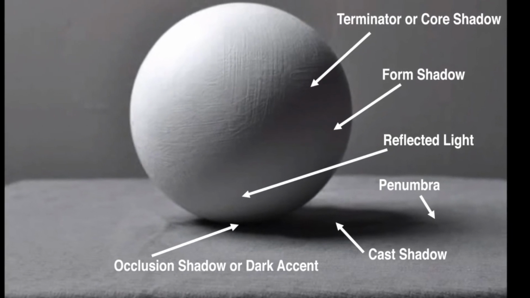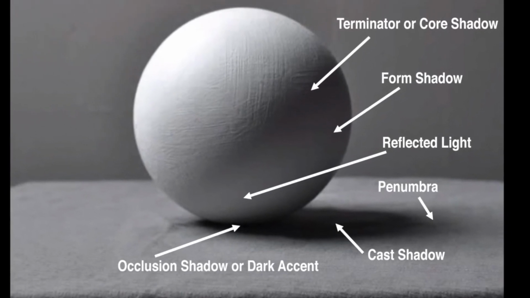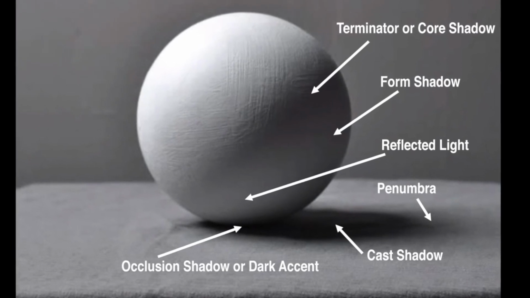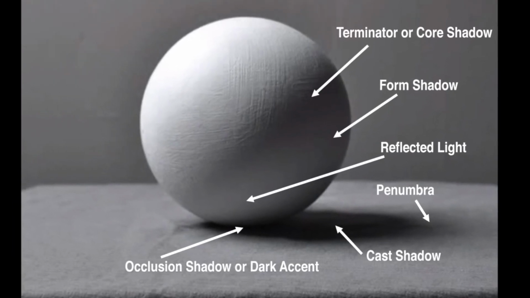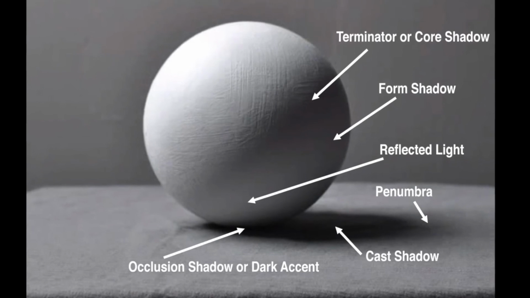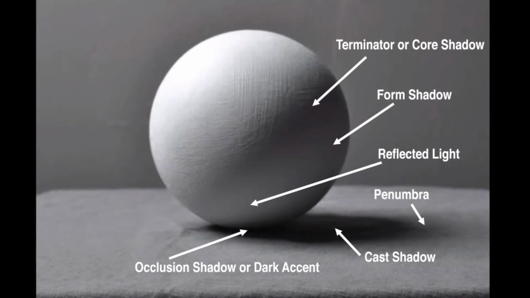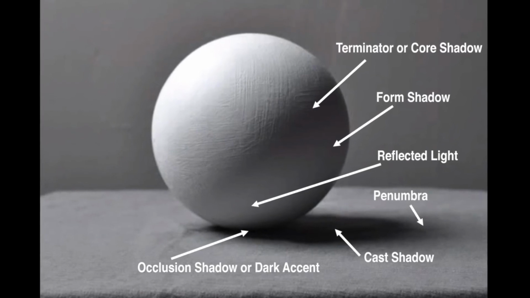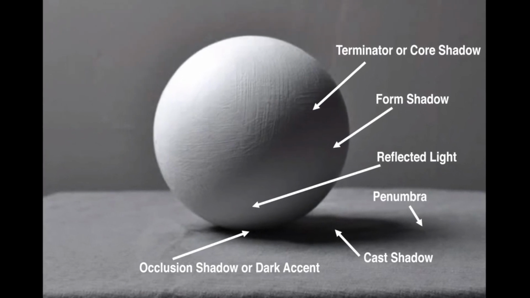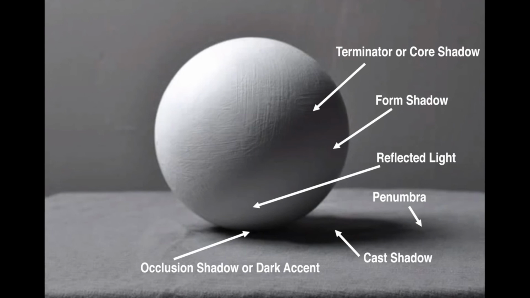And then the last one is this occlusion shadow, which is directly under it. It's called an occlusion shadow or a dark accent. And all that means is that the light is occluded, meaning that's where no light is getting, and there's not any bounce light up in there. There's not any reflected light. So it's basically just a dark accent.